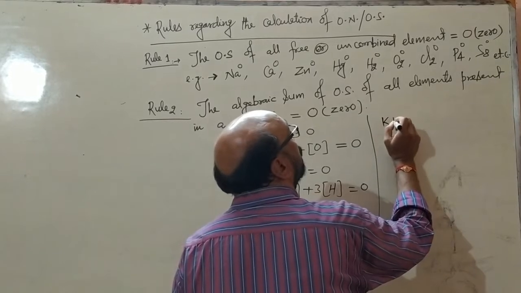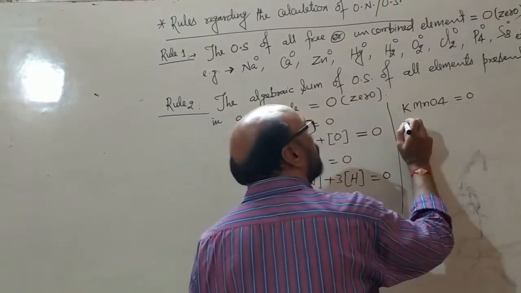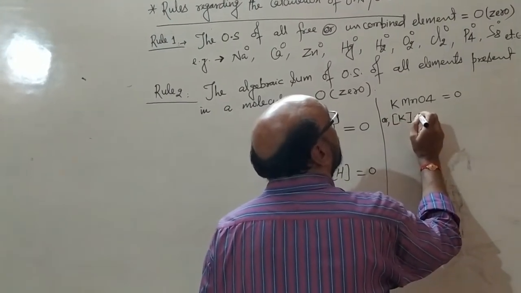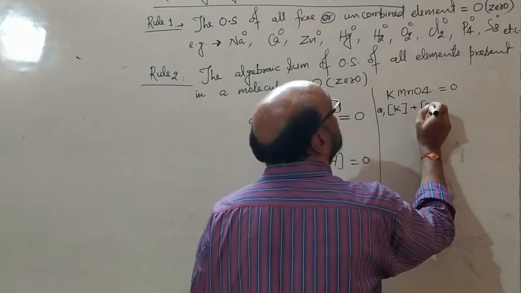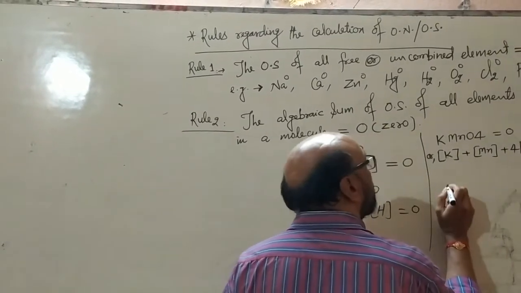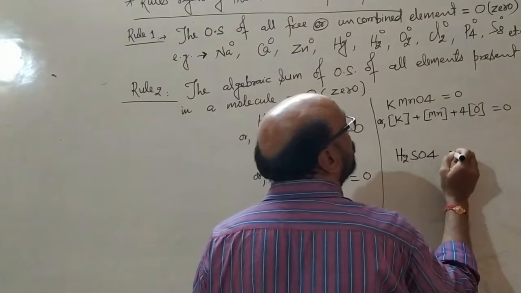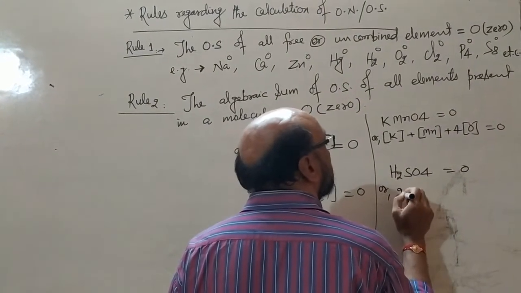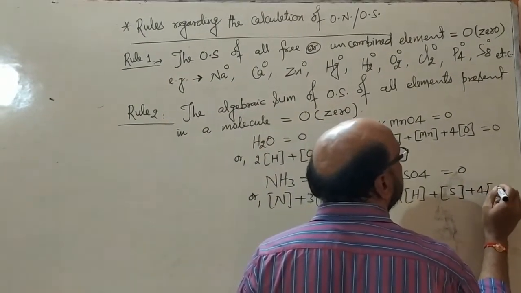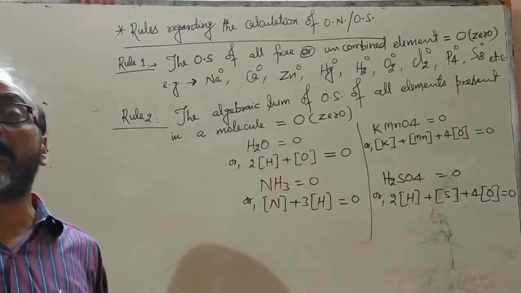Take some bigger molecule, KMnO4, is also equal to 0. Here, what does it mean? It means when we calculate the sum of the charges present on these atoms, it will be 0. Charge on H2SO4 is equal to 0, meaning charge on 2 hydrogen atoms plus 1 sulfur atom plus 4 into oxygen atom is equal to 0. This is the second rule which we need to learn.